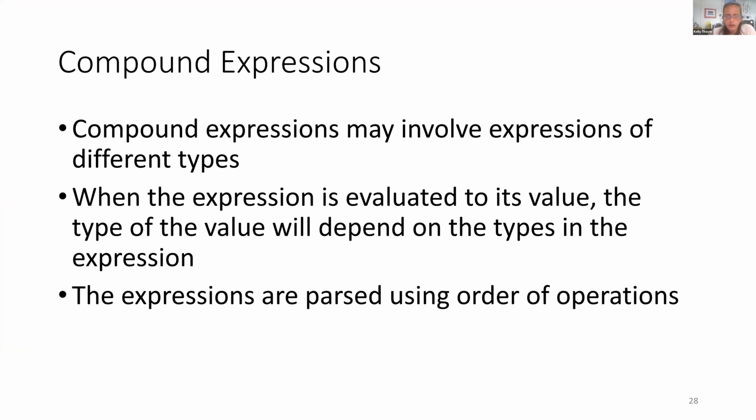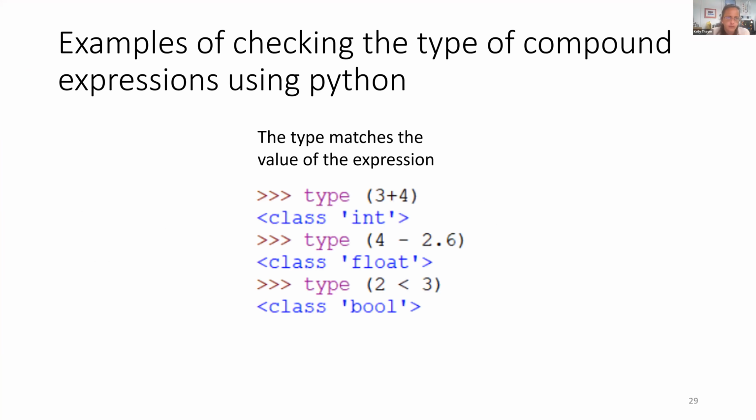So we have this idea of compound expressions. A compound expression may involve expressions of different types. When the expression is evaluated to its value, like we saw last time, the type of the value will depend on the types in the expression. The expressions are then going to be parsed using the order of operations.